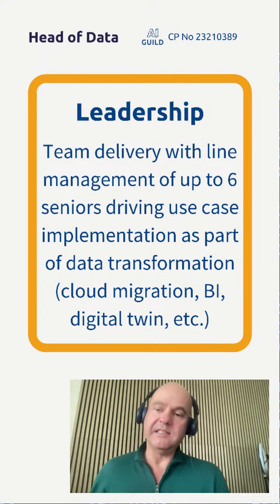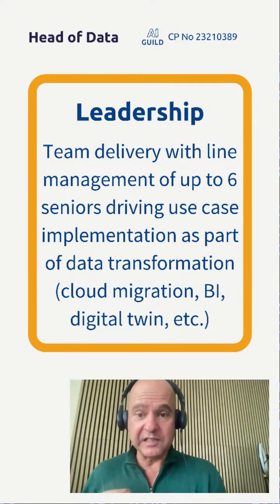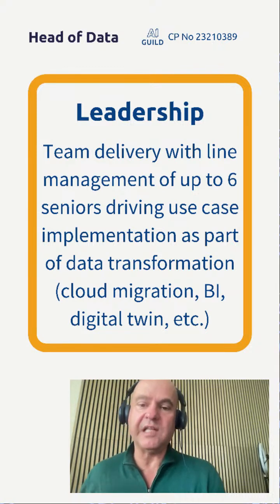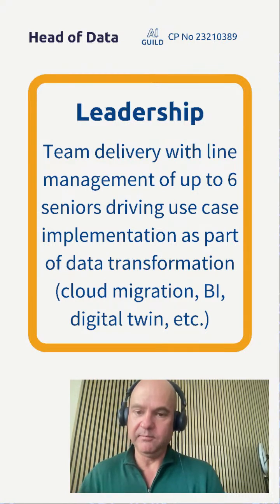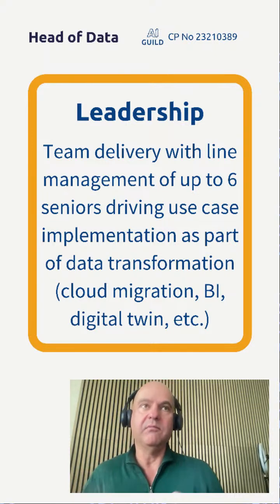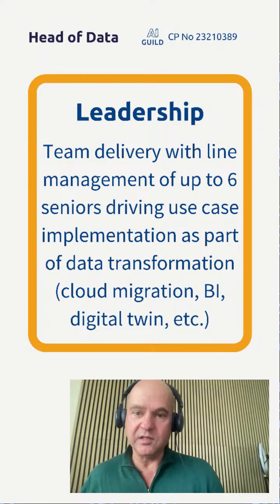So the point here is that the person says, I have a track record of team delivery, and actually in the position that I have, I might have up to 6 seniors reporting directly to me, okay? Not just the juniors or other people, but 6 seniors. So directing 6 seniors is what makes you this kind of head of data, right? It shows that you are capable of leading a larger ensemble of people.